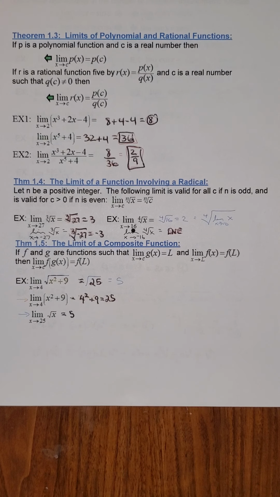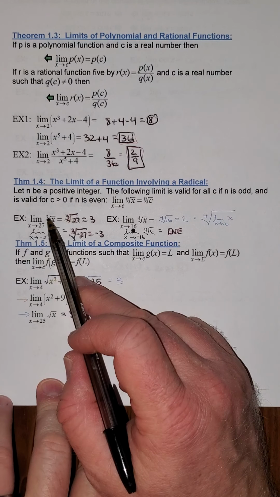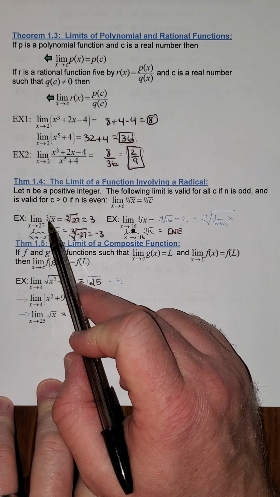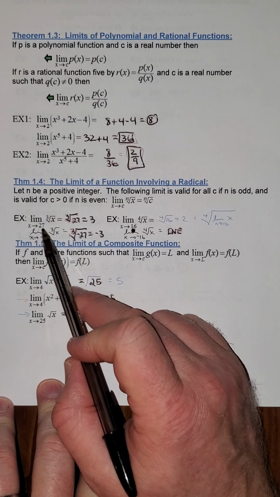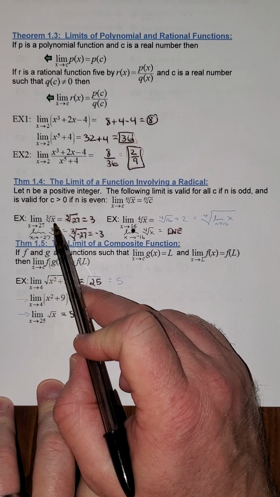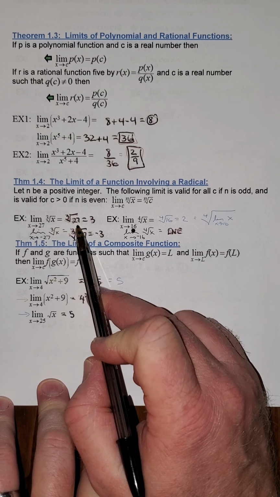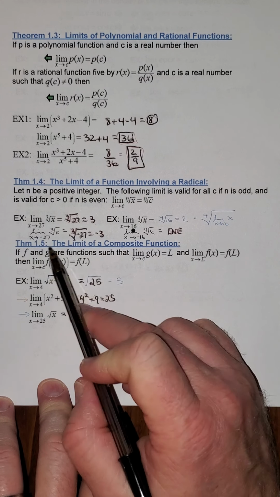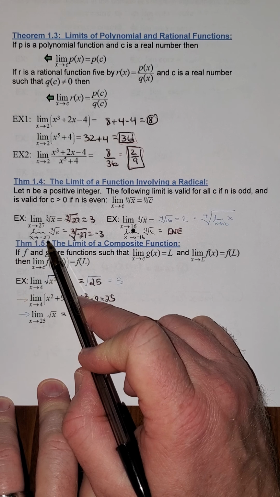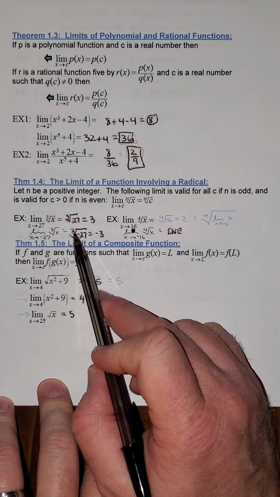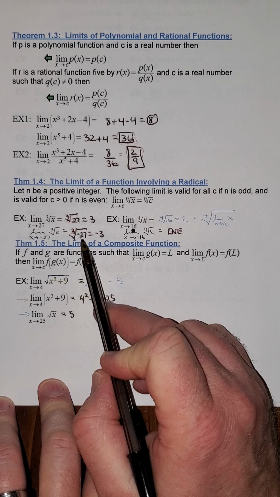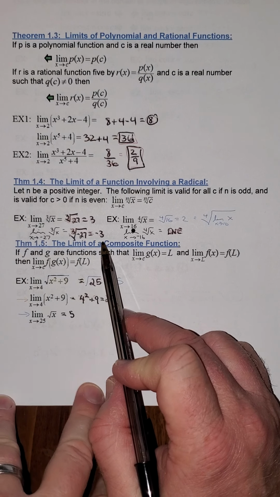Now we have to be careful with radicals. And I hope you guys can read my work here. Odd roots always work, because if I let x approach 27, I can just plug in the number. Take the cube root of 27, it's 3. If x approaches negative 27, I can plug that in. I can take the cube root of negative 27. That does give me negative 3.